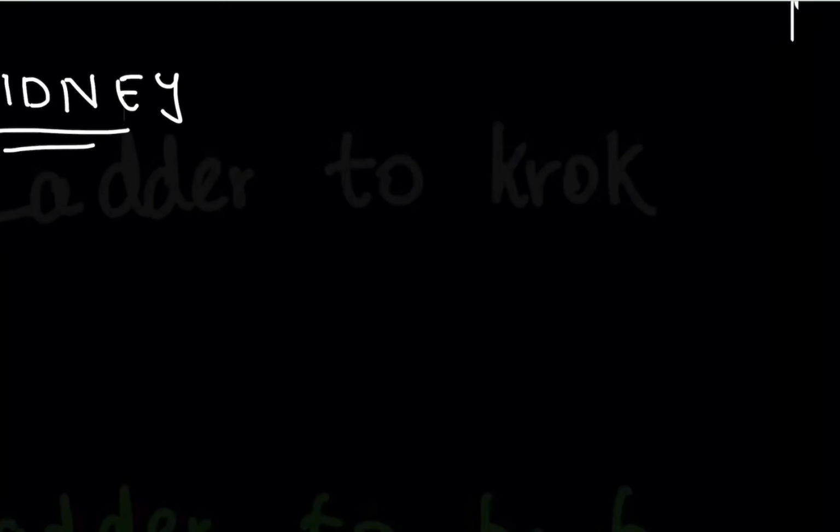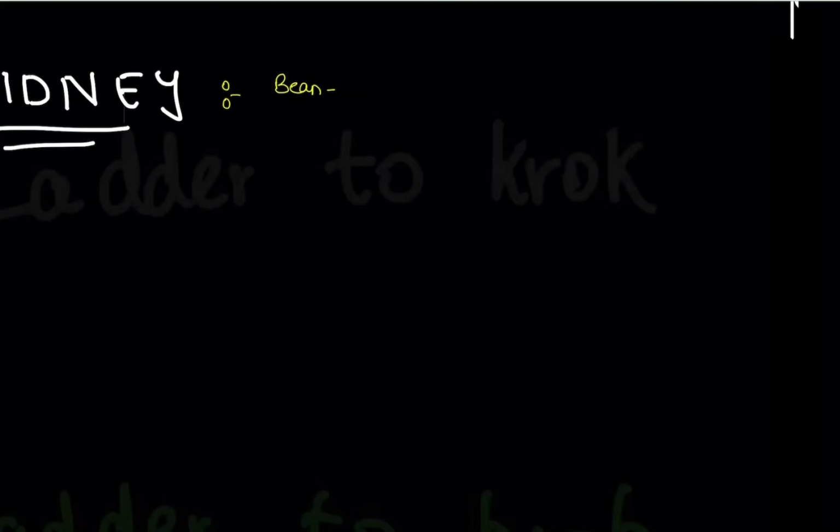So first let's know the shape of the kidney. We have two kidneys, right? One is present on the right side, the other is present on your left side. The shape of the kidney is bean shape. The color is reddish brown. I'm sure you already know this.